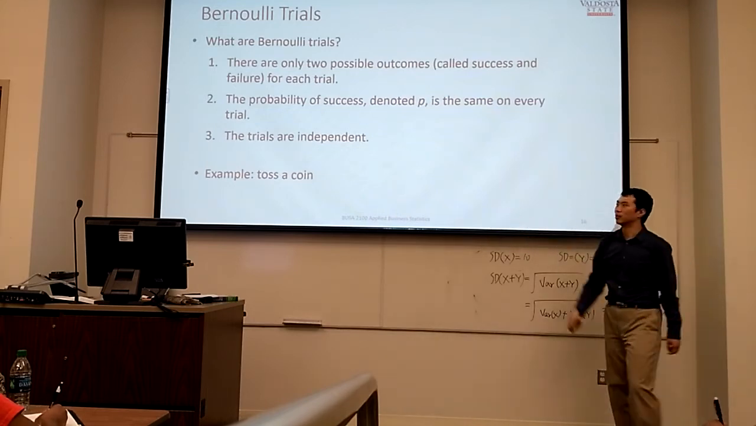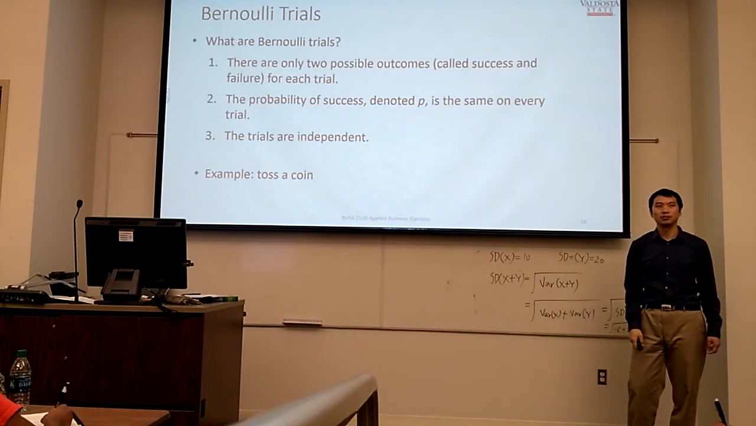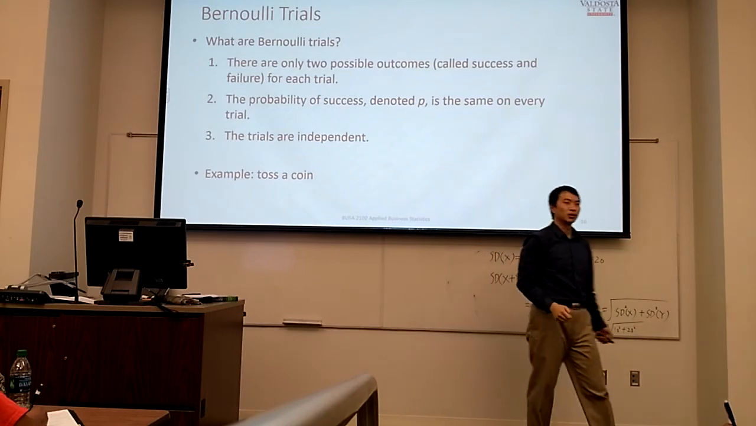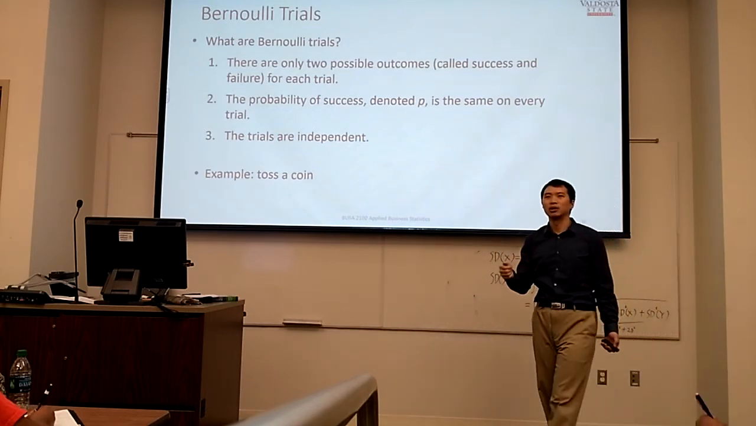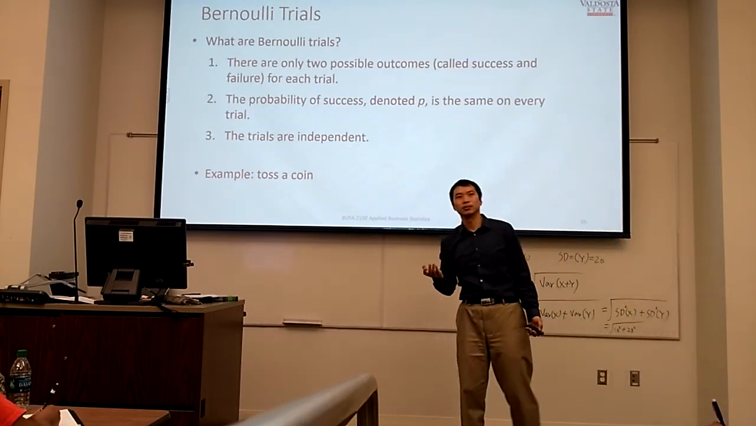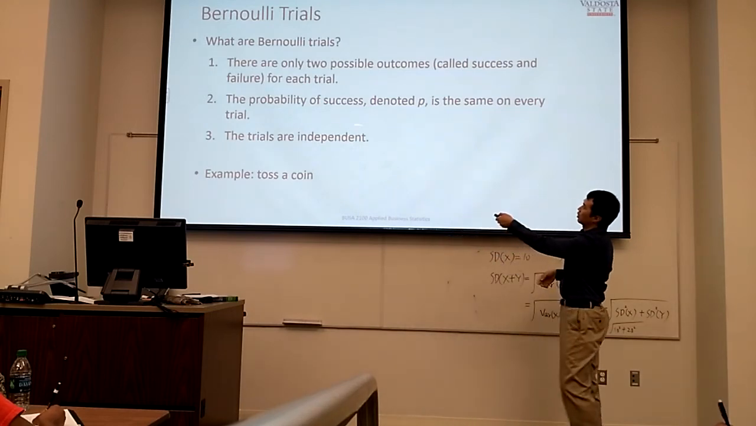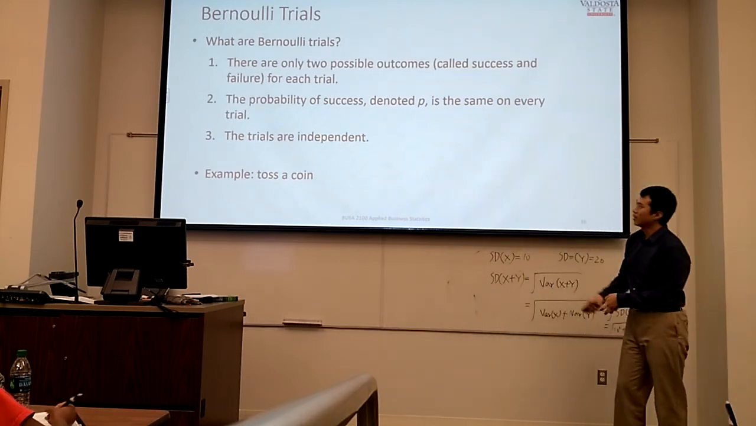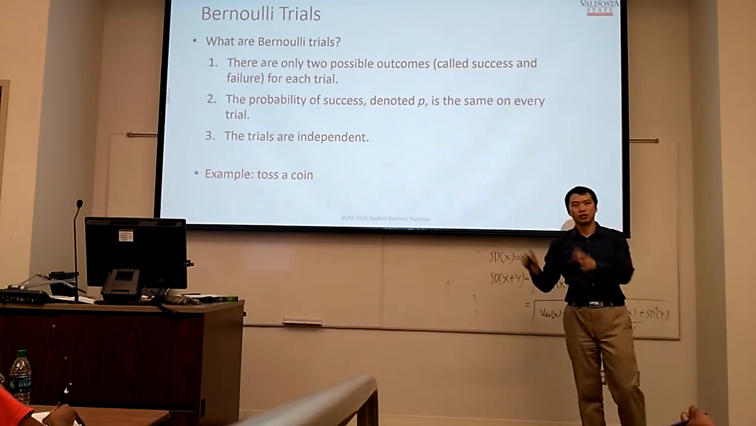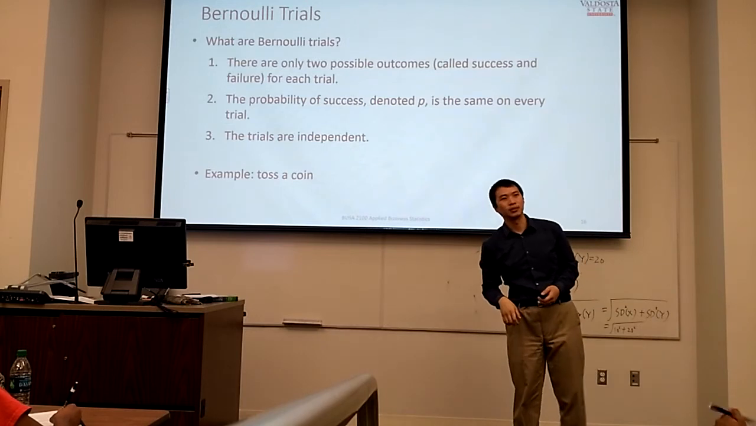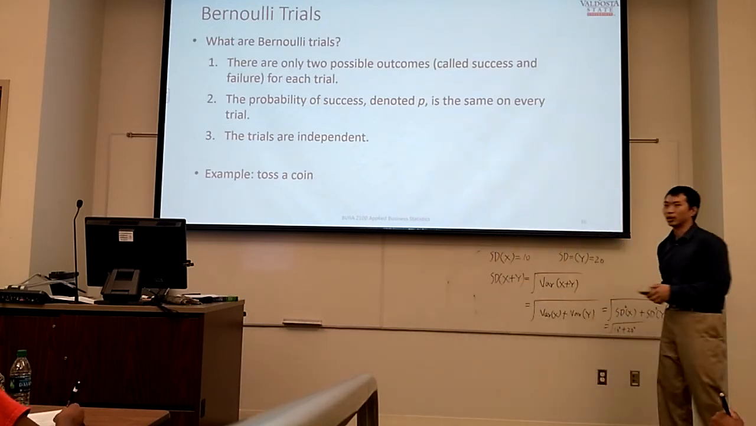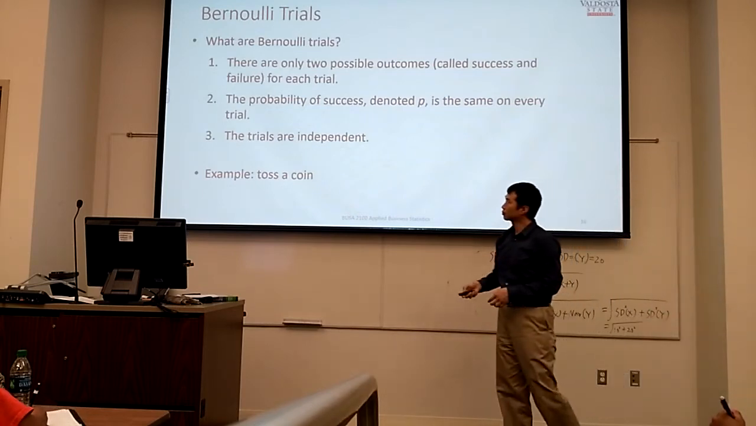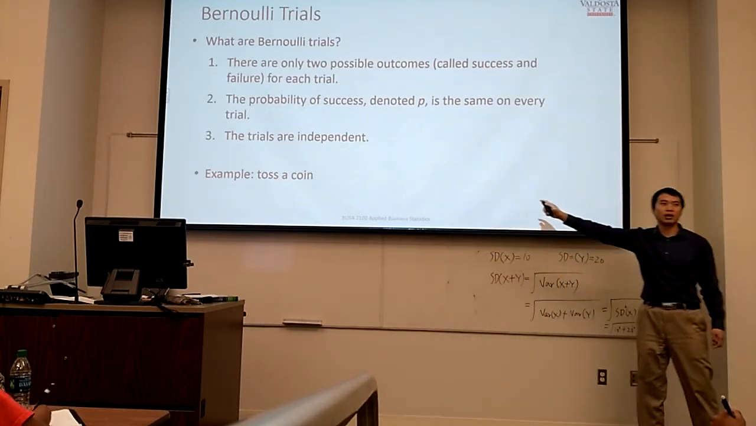And the trials are independent. So tossing a coin is a typical Bernoulli trial. We have two outcomes, head or tail. The probability of success is the same, half chance. And the trials are independent. So that's a Bernoulli trial. Any questions on this concept?